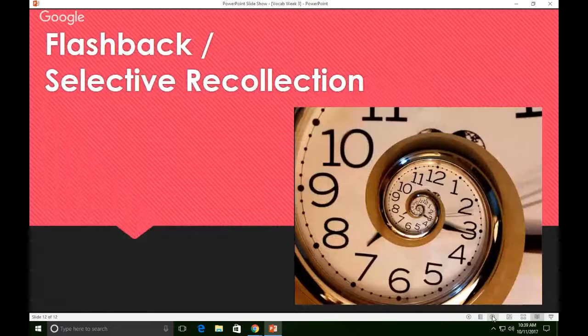Finally, we have flashback or selective recollection, sometimes called selective recall. So flashback is simply when a character returns in memory to a time previous to the current. Again, flashback: returning in your memory to a time previous to the current.